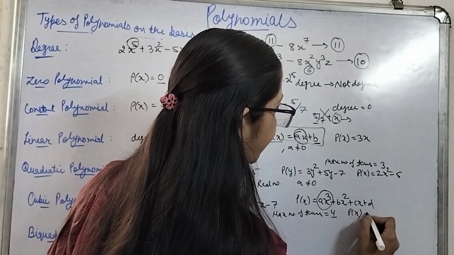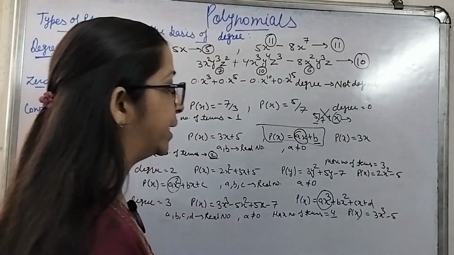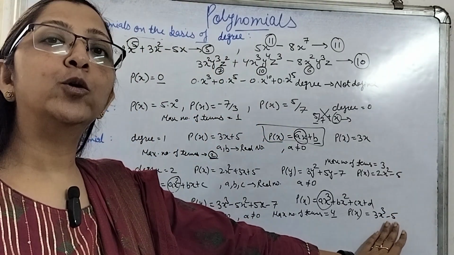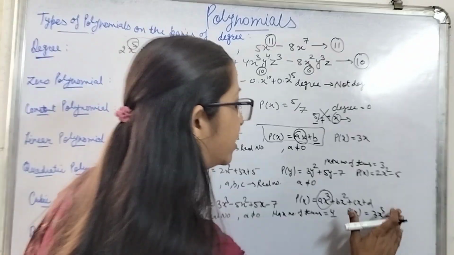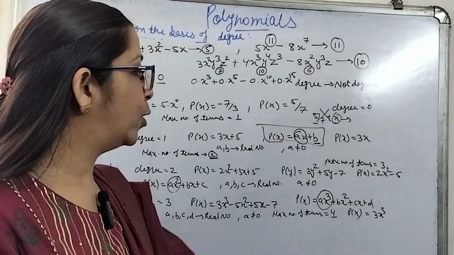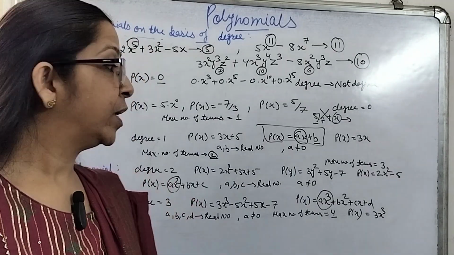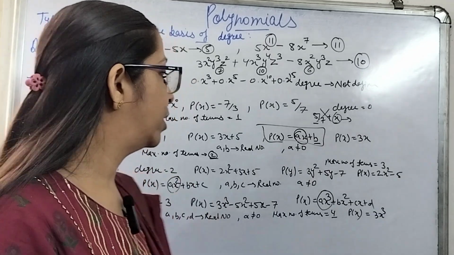Like take an example, 3x cube minus 5. It is also an example of a cubic polynomial, although it is having only 2 terms. And if it is only 3x cube, then also it is an example of a cubic polynomial, although it is having only 1 term. So maximum number of terms could be 4, but it could be less also.